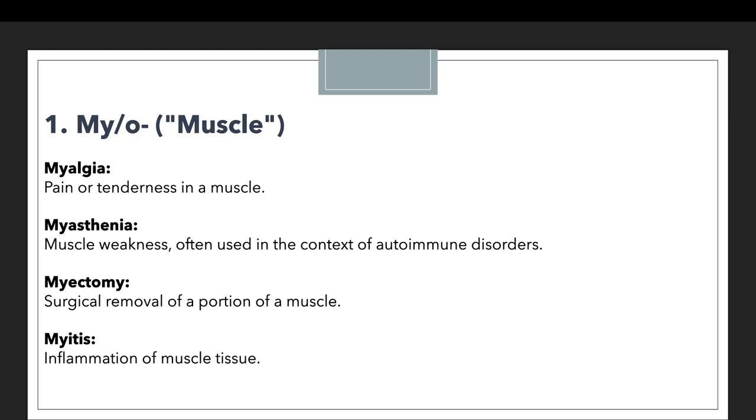Myasthenia is a complete term where my is the prefix denoting the muscle. Likewise, the third example is myectomy. What is myectomy? Myectomy means surgical removal of a portion of a muscle. So for some medical purposes, if a portion of a muscle is removed surgically, we will denote this with the help of myectomy.